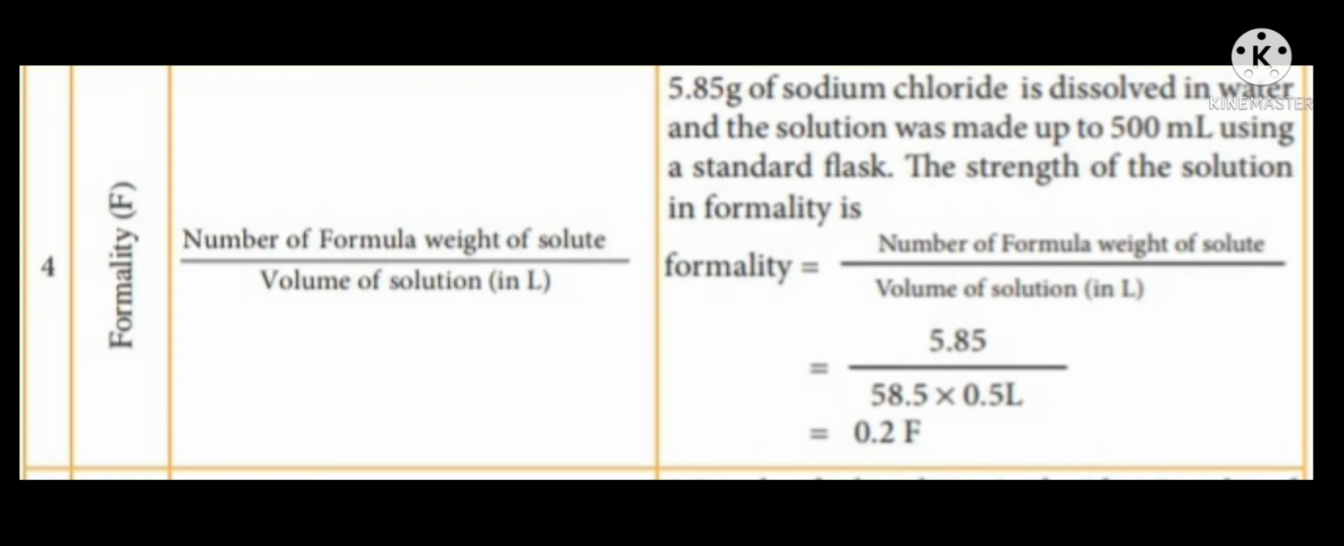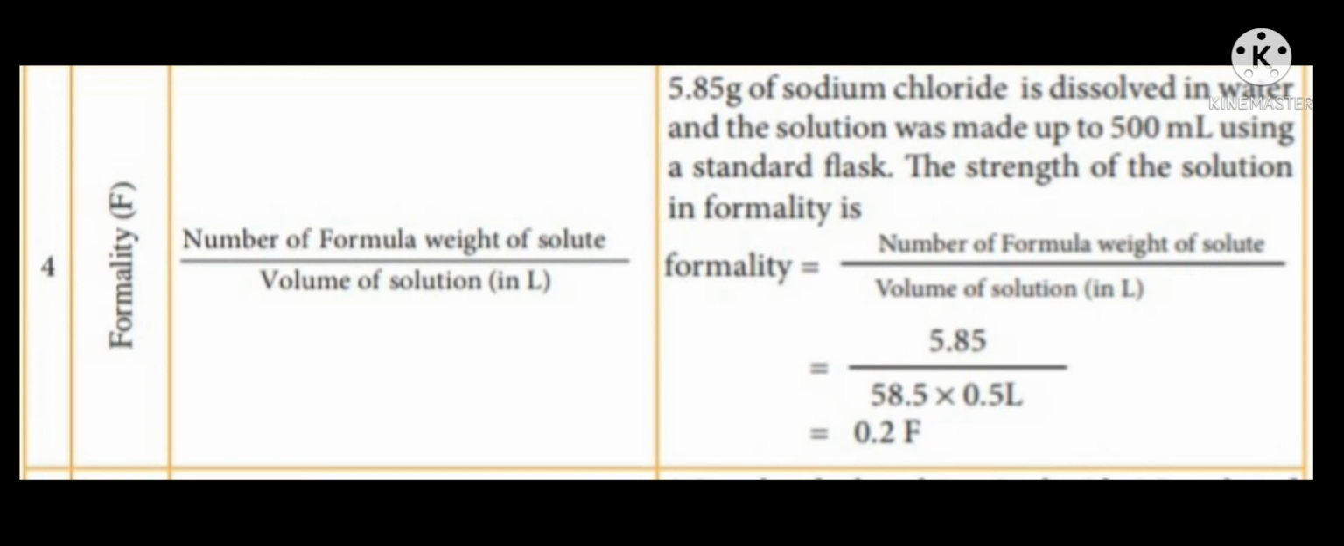Formality is expressed as number of formula weight of solute divided by volume of solution in liter. Here the number of formula weight of solute is equal to mass of solute divided by formula mass of solute. It is explained here. 5.85 gram of sodium chloride is dissolved in water and the solution was made up to 500 ml using a standard flask. Here the solute is sodium chloride, the solvent is water.